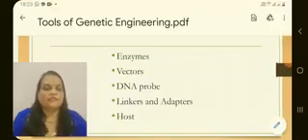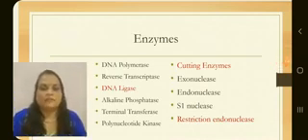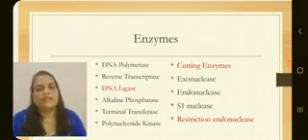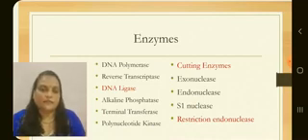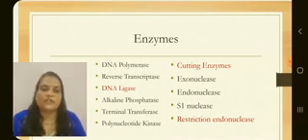Various tools are required for genetic engineering. Enzymes are one of the important tools required for genetic engineering. Genetic engineering involves cutting the DNA molecule and joining the DNA molecule. So two major enzymes required are the enzymes for cutting the DNA molecule and the enzymes for joining the DNA molecule. Various cutting enzymes are available, which include exonucleases, endonucleases, S1 nuclease and restriction endonucleases. For genetic engineering, the most important cutting enzymes are restriction endonucleases.